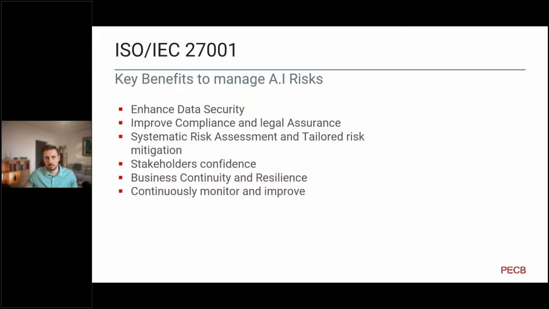The third point, and this is the reason why we are organizing the webinar today, is of course that ISO 27001 states that we have to put in place a systematic risk assessment and tailored risk mitigation. So in this standard, it is compulsory to conduct regular risk assessments that help you identify potential risks, and those, of course, specific to AI, such as algorithm biases or decision-making errors.